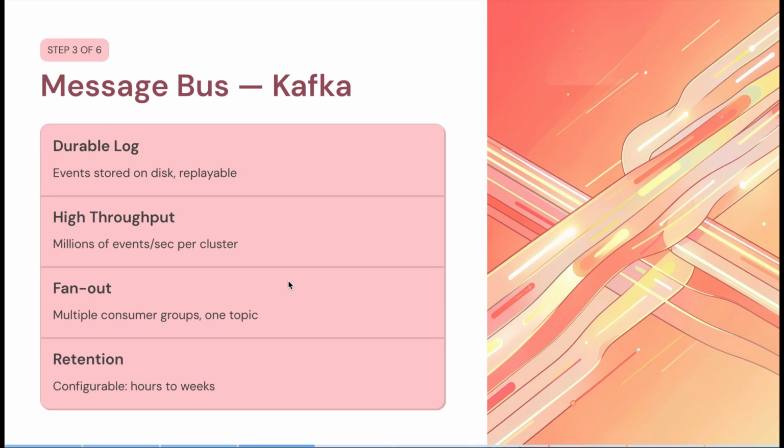Now, after the events are validated, enriched, and buffered, they are sent into the backbone of the system, which is the message bus. And typically, we use Kafka to implement it. So Kafka acts as a distributed append-only log where all the events are stored durably on a disk. This means that every event is persisted and can be replayed at any time, which is extremely valuable for debugging, reprocessing, or backfilling of the data, right?